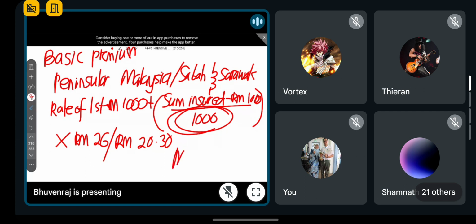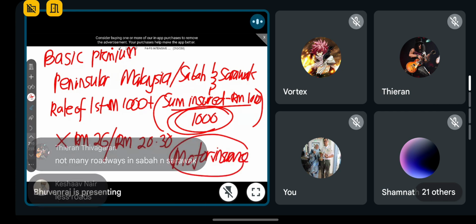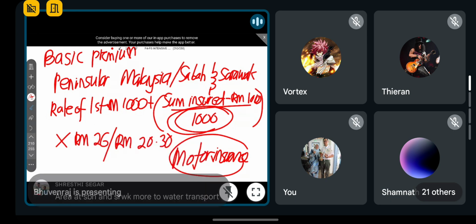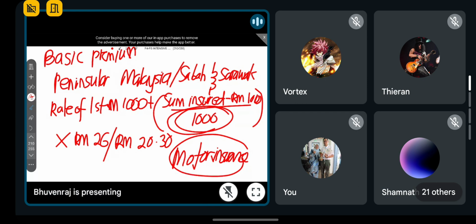Remember we are talking about motor here, guys. Motor insurance. So jawapan kamu kena relate dengan yang ni. Very good, Keshaf. Less roads in Sabah Sarawak. Ada kurang jalan kat situ. In Peninsula Malaysia, we more to water transport. Correct also lah a bit. Yeah. Okay, terutamanya kat bahagian pedalaman tu.